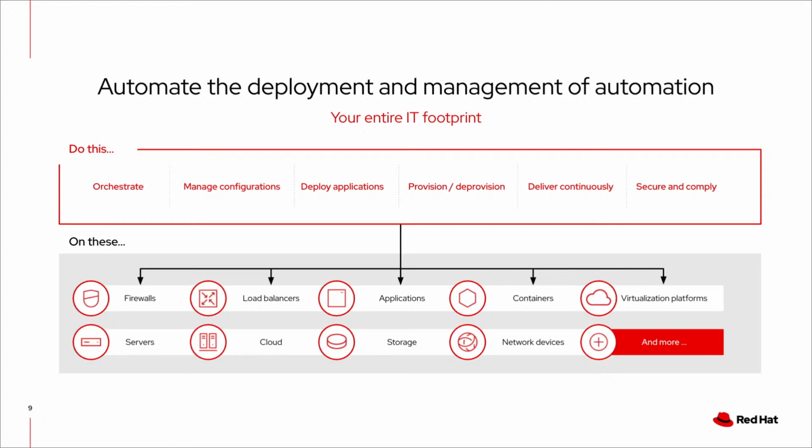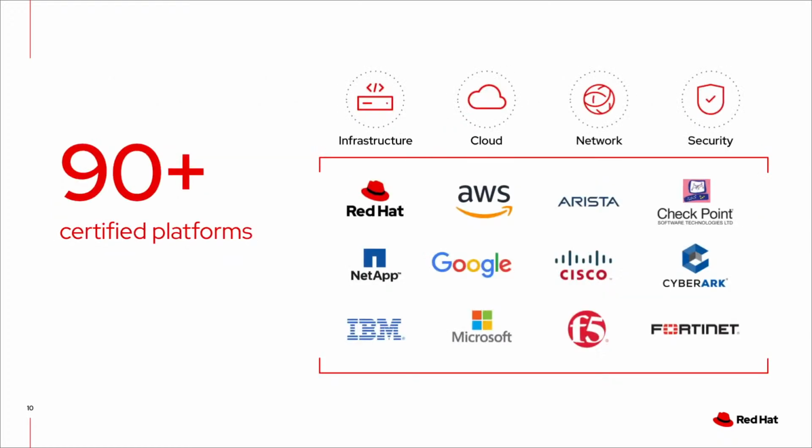And you can see here, we work with a lot of different platforms, a lot of different partners. There are more than 90 certified, what we call content collections, that support over 30 different partners, and they cover multiple different use cases. And so we work with all of these different partners to certify content to automate against their platforms. So when you go to the Ansible Automation Platform and you want to consume, say, Cisco or Arista or Juniper network automation content, that's content that's been certified by those vendors with Red Hat.